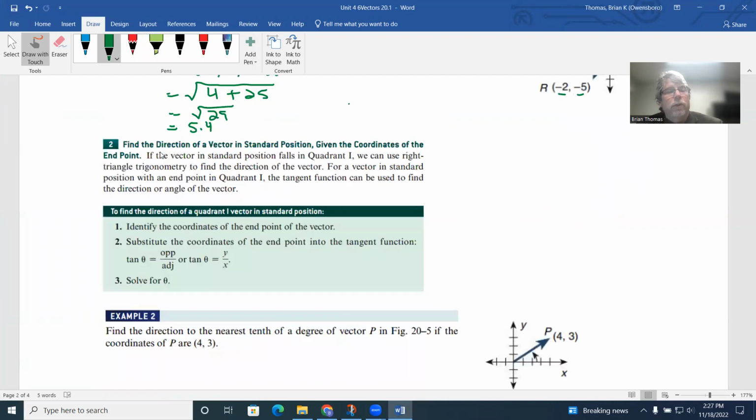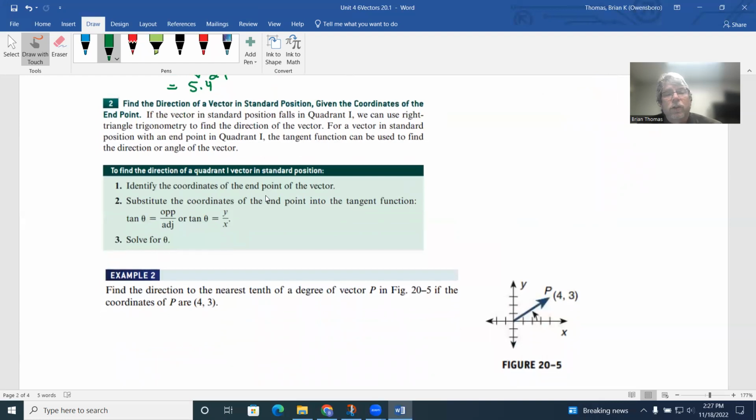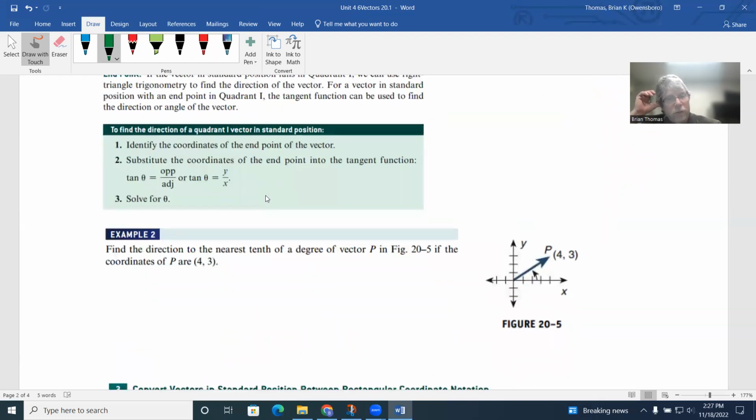Another thing we get into is, like I said, vectors have magnitude and they also have direction. To find the direction of a vector in standard position, given the coordinates of the endpoint, if the vector falls in quadrant 1, we can use right triangle trigonometry to find the direction of the vector. For a vector in standard position with an endpoint in quadrant 1, the tangent function can be used to find the direction, or the angle, of the vector. So if it's in quadrant 1, it's fairly straightforward. We're going to be using tangent.